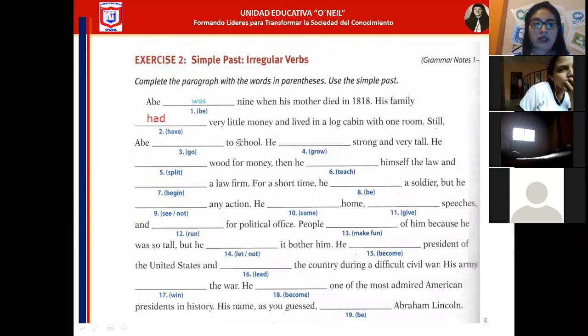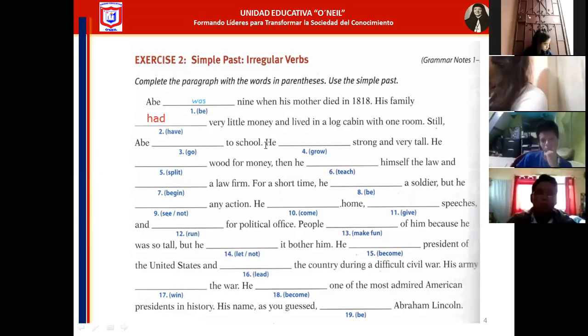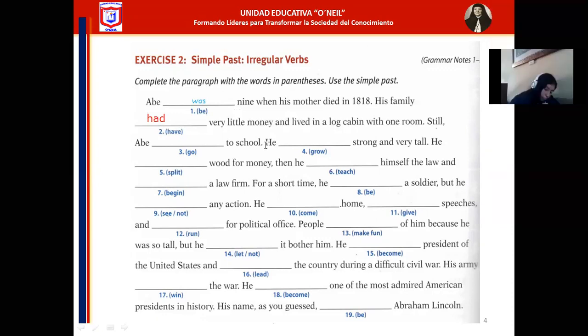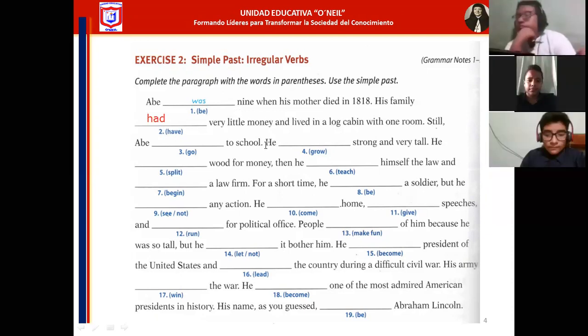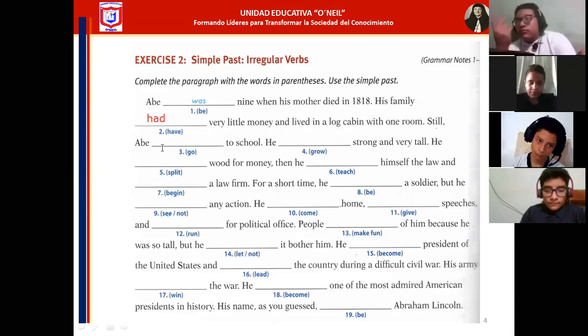Me va a ayudar con la lectura. Siga con la lectura y cambia el verbo, please. Gabriel Alvarado. Yeah, me. Okay, Gabriel. Let's continue to complete the sentence number three. This sentence, goes. Toda la oración lea, ¿cómo quedará? Still, he goes to school.